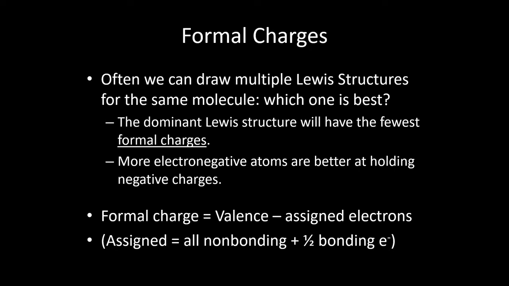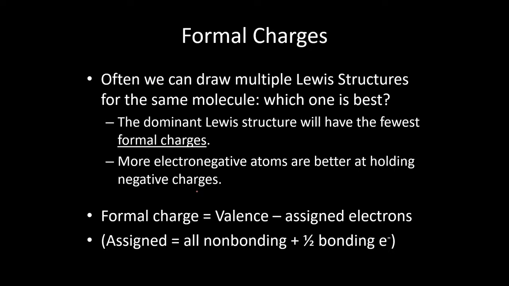So here on this slide, we're starting to talk about how, like I just said, we can draw multiple Lewis structures. The formal charges are going to be our way of figuring out which one is the best structure, and we do that by seeing which structure has the fewest formal charges. Lower formal charges and fewer formal charges overall are better than more.